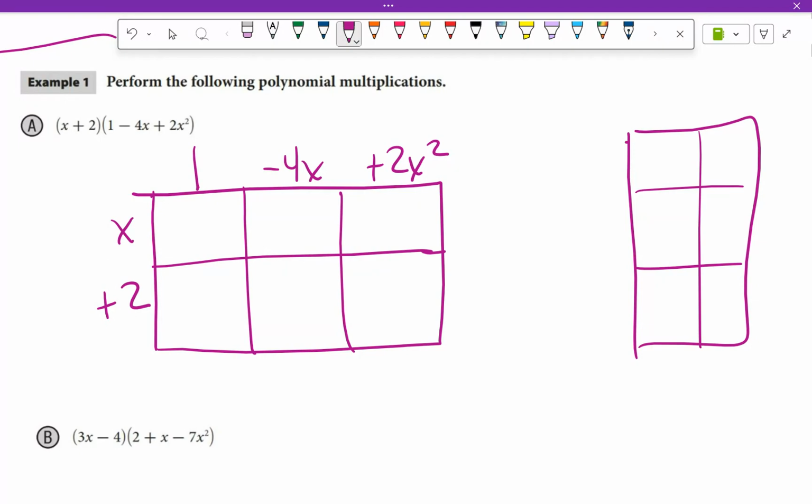We're going to do the area model. All right, what's x times 1? X, good. What's x times negative 4x? Negative 4x squared. What's x times 2x squared?